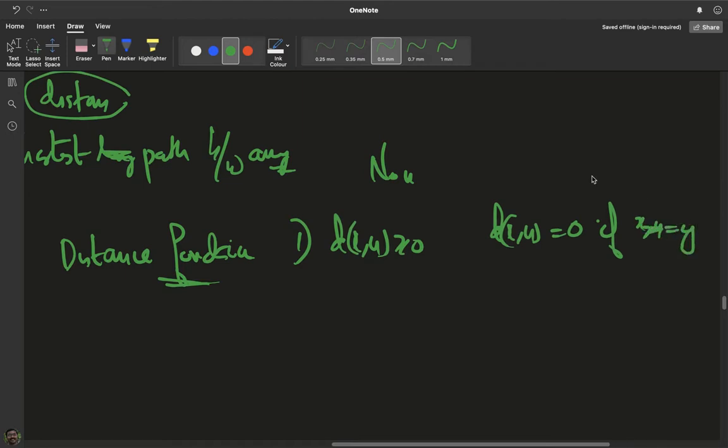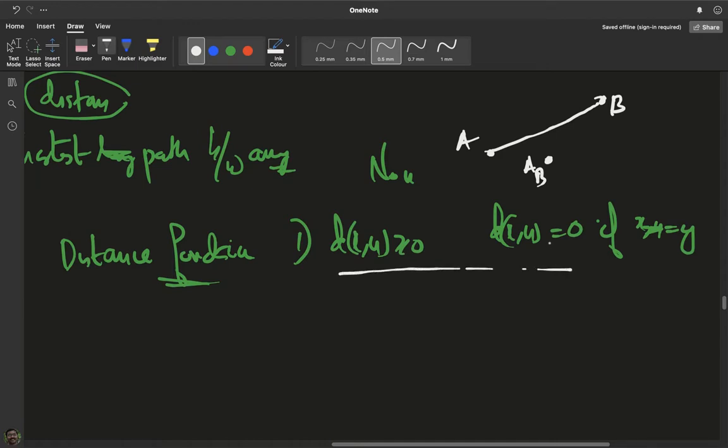For example, if you are considering points in a plane, suppose this is a point here and this is a point here, the distance between them will be the length of the line segment joining them. You know that the distance between A and B is the length of the line segment joining them, and this length is always positive, so distance is always a positive function. This length will be 0 if and only if both the points are just the same. That is the non-negativity condition of a distance.